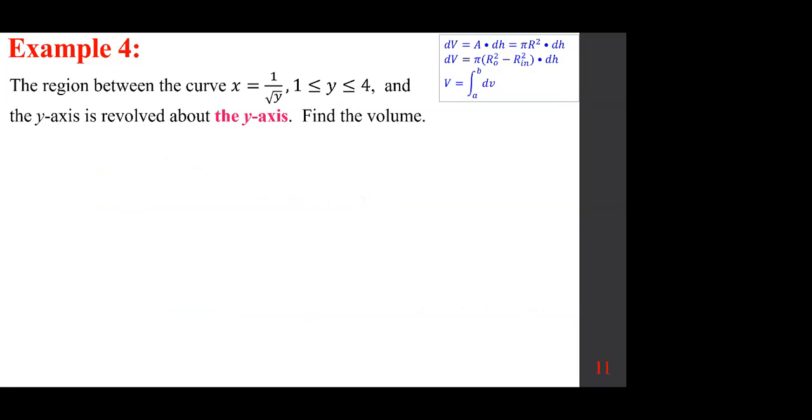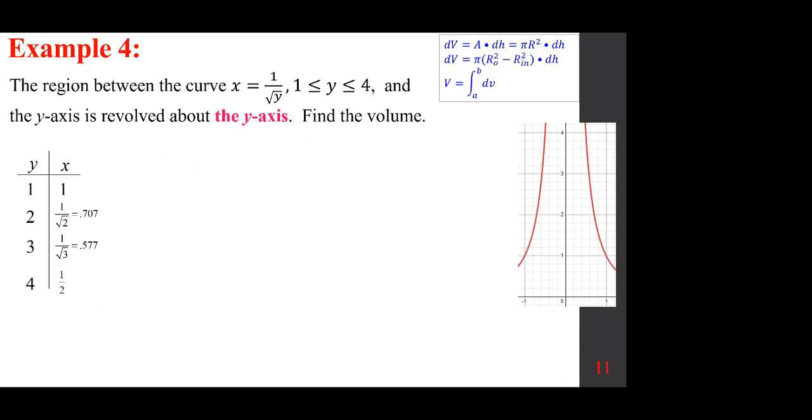Here's another example where we want to revolve about the y-axis. So x equals 1 over square root of y, and y between 1 and 4, and the y-axis, and it's revolved about the y-axis. So the very first thing is to figure out the graph. And here's the graph, class. You can even use a graphing utility to graph it. This is the graph of the function, and y is between 1 and 4.